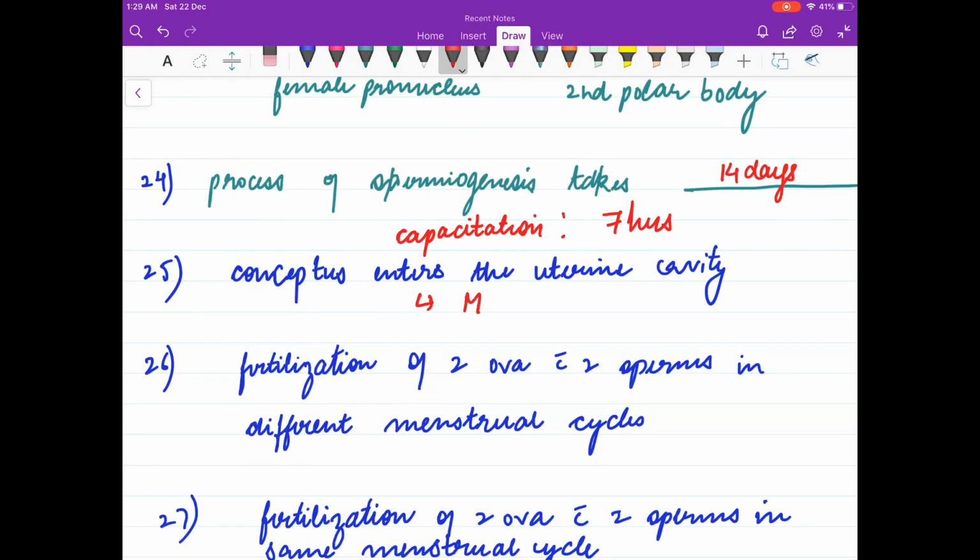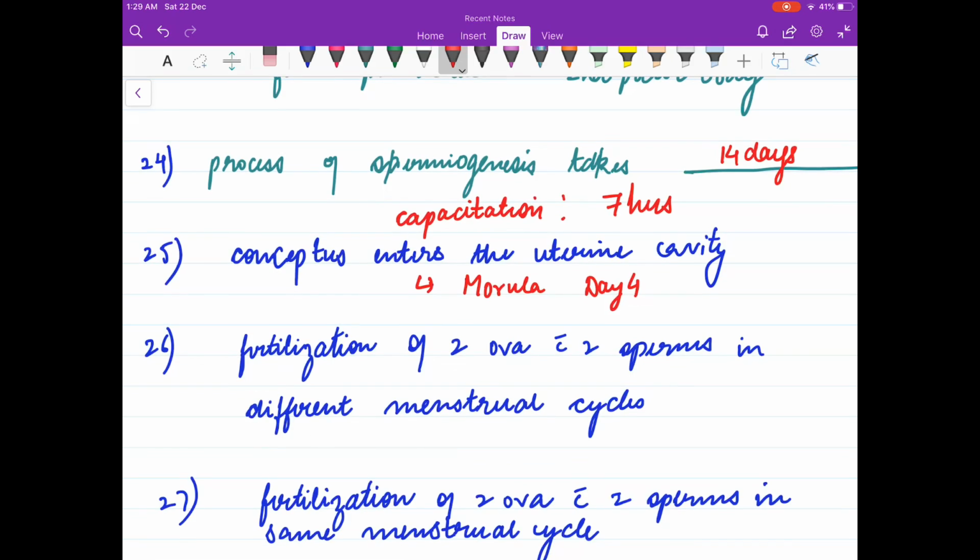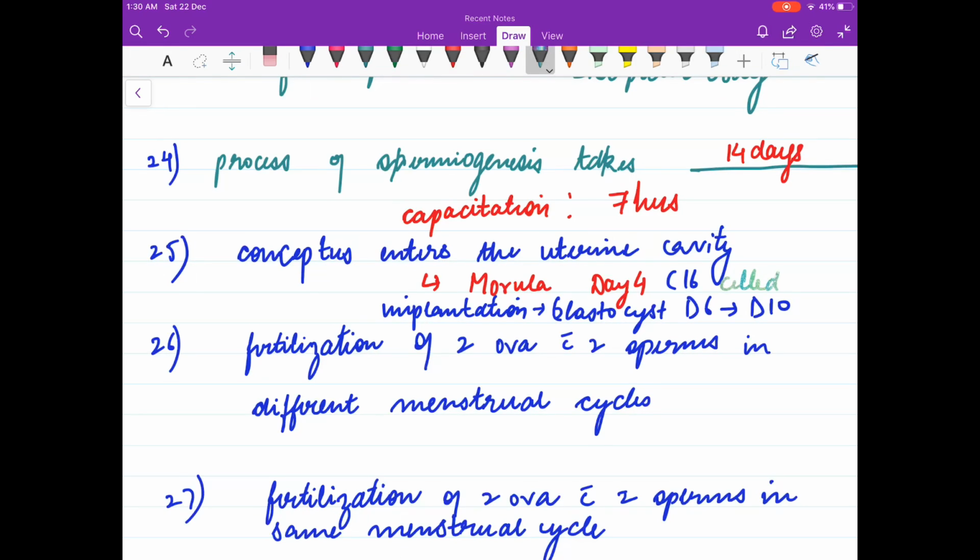Conceptus enters the uterine cavity at morula stage on day 4, and the stage at which implantation occurs is blastocyst stage. It begins on day 6 and is completed by day 10. Morula is 16 celled stage.